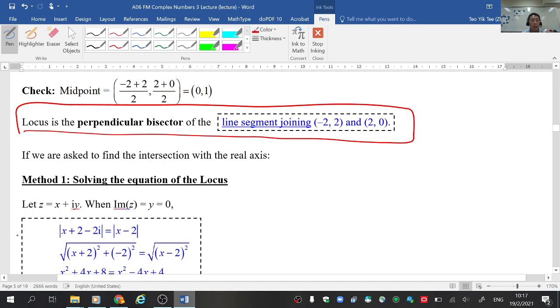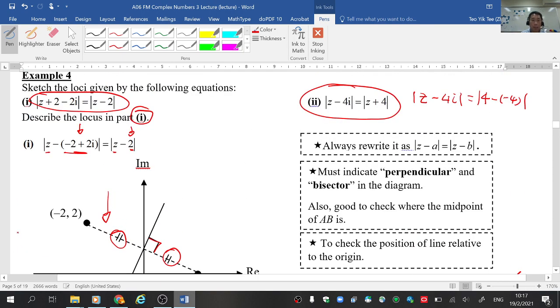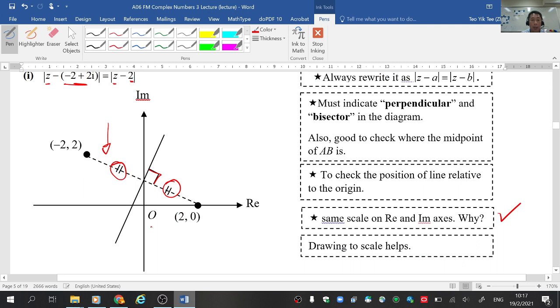Okay, so if we are asked to find the intersection with the real axis, how do you actually find the equation of the locus in Cartesian form then? So again, you have to fall back into your secondary school knowledge. How do I find the equation of this straight line? I have these 2 points. Okay, I have 90 degree. So theory wise, having these 2 points, I can find the gradient of this line.